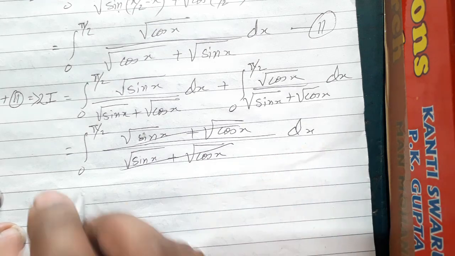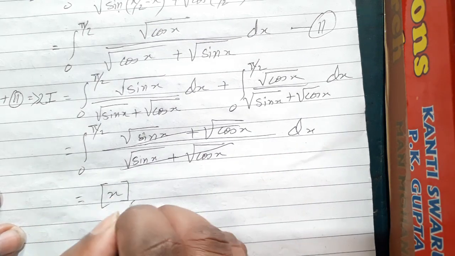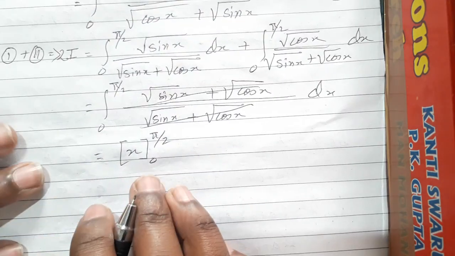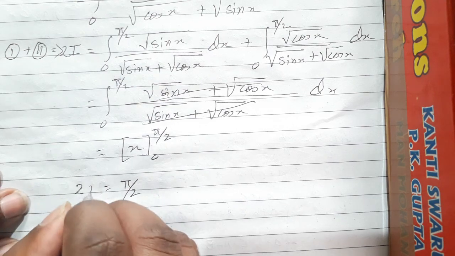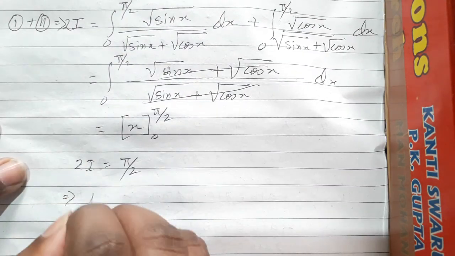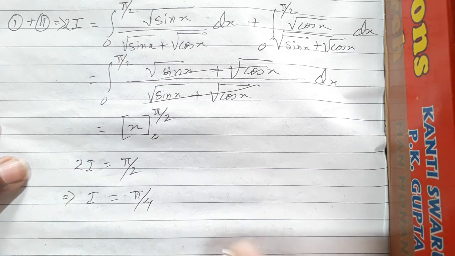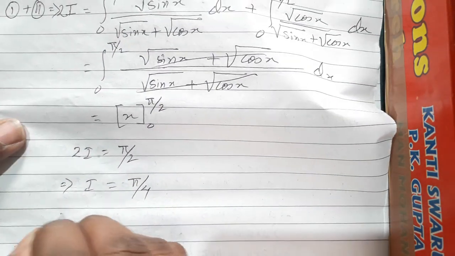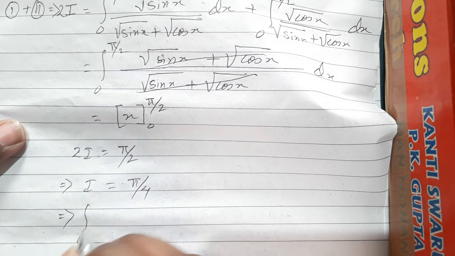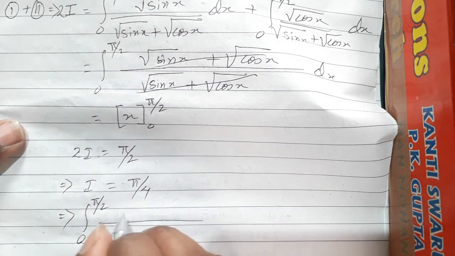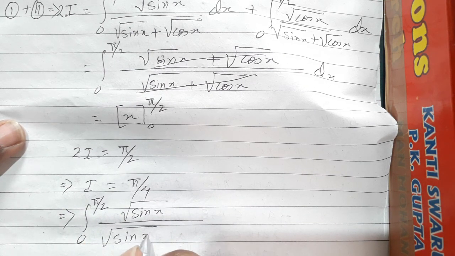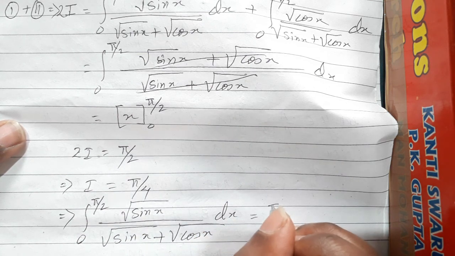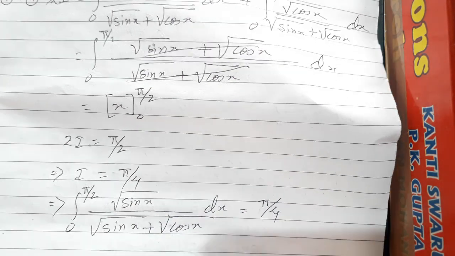So integration of dx we got as x. Then you apply the upper limit and lower limit. So we get pi by 2 minus 0, so we get pi by 2. So we have 2I equal to pi by 2. So what is your I? I will be equal to pi by 4. So we got I to be equal to pi by 4. So what is your I? I is 0 to pi by 2 root of sine x over root of sine x plus root of cos x dx, which is equal to pi by 4. Thank you.